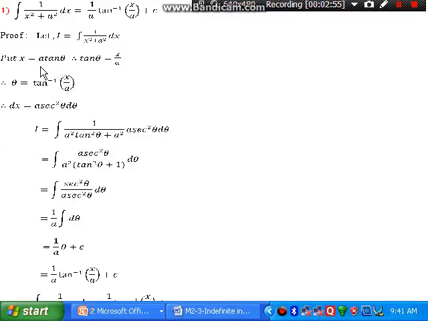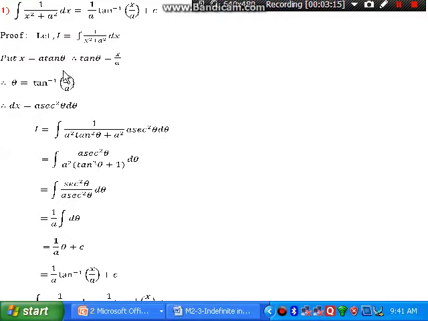अब यहाँ पे हमें थीटा की वैल्यू मिल गई है, that is tan inverse of x upon a. सबसे पहले क्या किया हमने, x की वैल्यू ली a tan theta, then इससे tan theta निकाला, that is x upon a, और tan theta से हमें theta मिल गया, that is tan inverse x upon a.